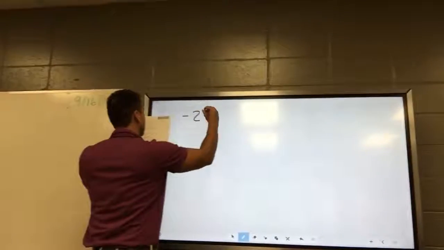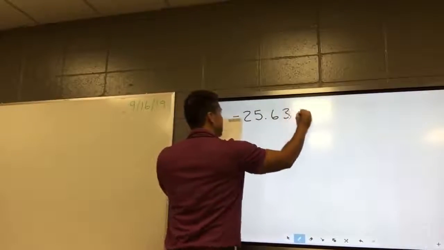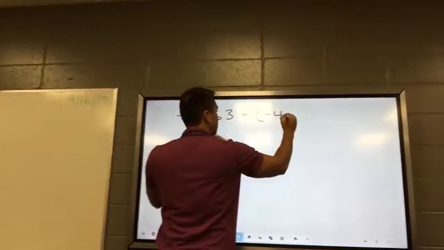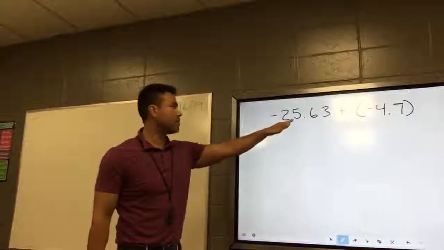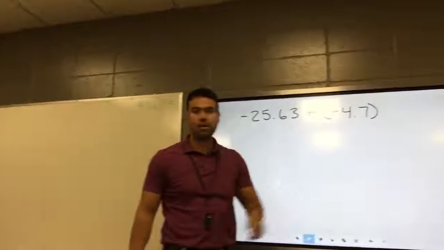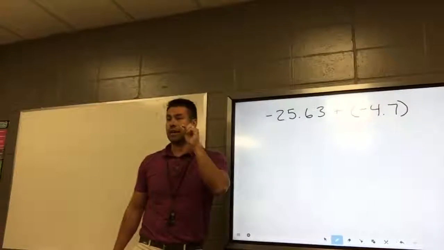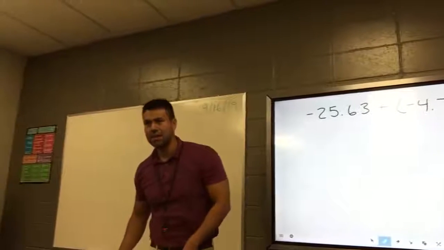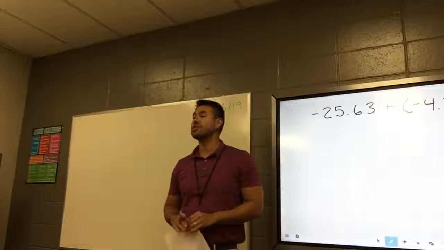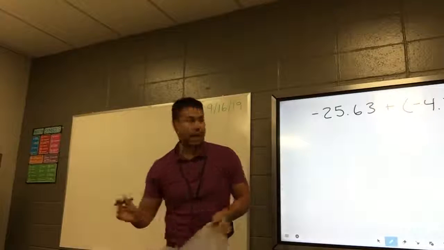This one, negative 25.63 plus negative 4.7. Okay, here's the second problem. Negative 25.63 plus negative 4.7. You have addition of two numbers with the same sign. So what do you do with those numbers? Just add them together.